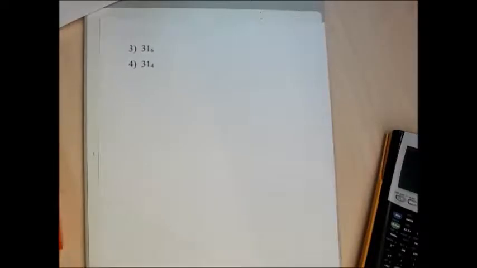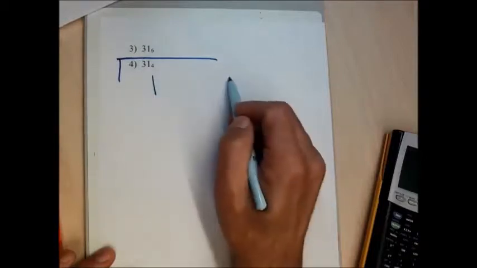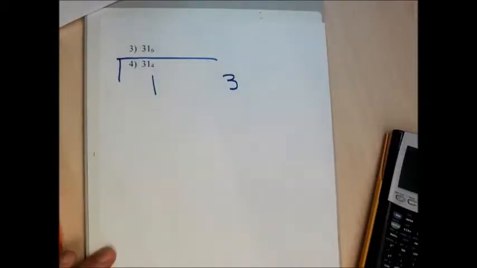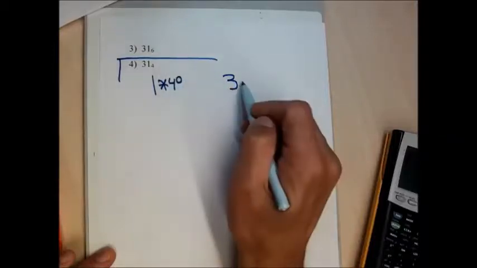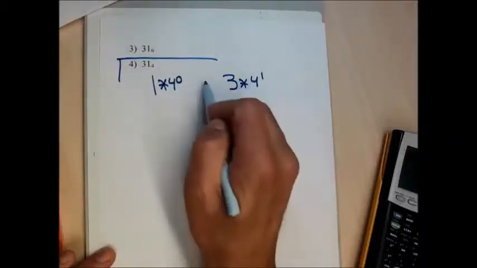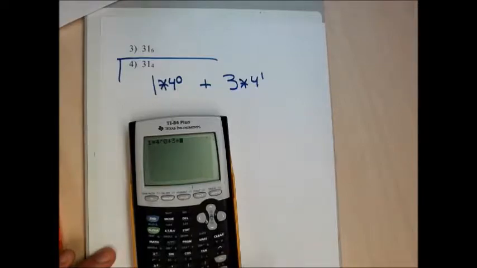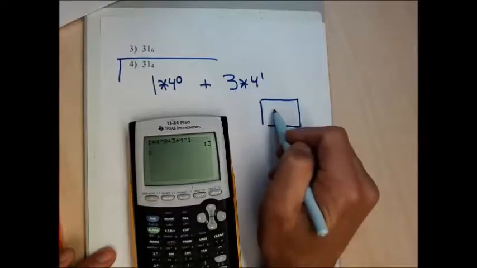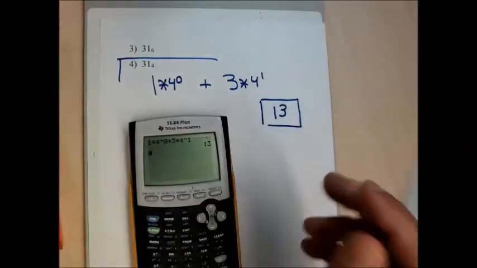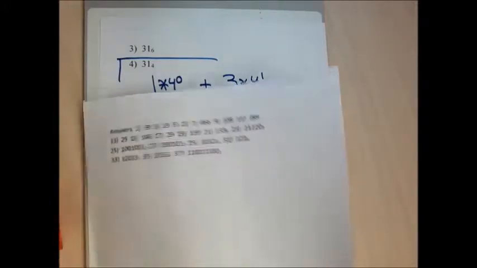So let's do, you can do 3, I'll do 4 this time. For my number 4, I'm going to write the numbers backwards. I'm going to write a 1 then a 3. I'm going to multiply by 4 to the 0 and 4 to the 1, put a plus sign between, and then use my calculator. 1 times 4 to the 0 plus 3 times 4 to the 1. My answer for problem 4, 31 base 4 is equal to 13 base 10. Your problem 3, your answer should be 19 base 10.